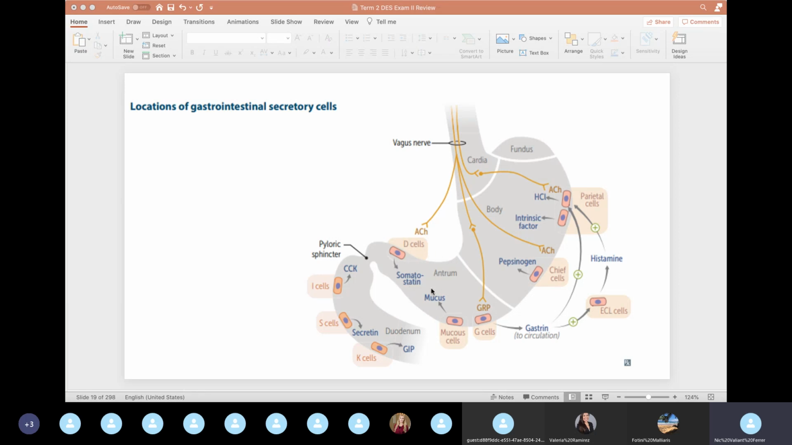When it goes to the antrum, you need all of that acidity to be neutralized. So you have somatostatin. When it goes to the duodenum, now this is the first part of the duodenum, you have the I cells that secrete CCK, cholecystokinin. You have the S cells that secrete secretin, your bicarbs, and you have the K cells that secrete GIP.